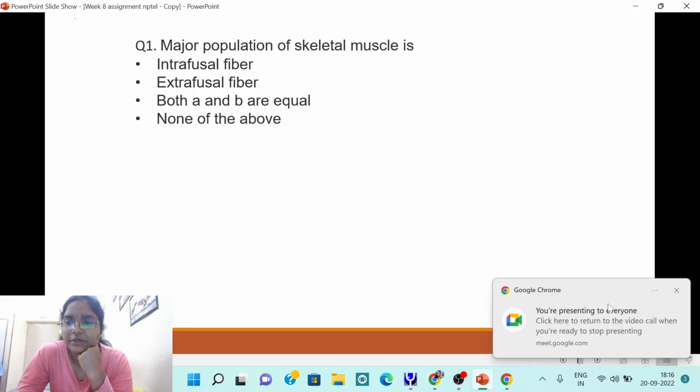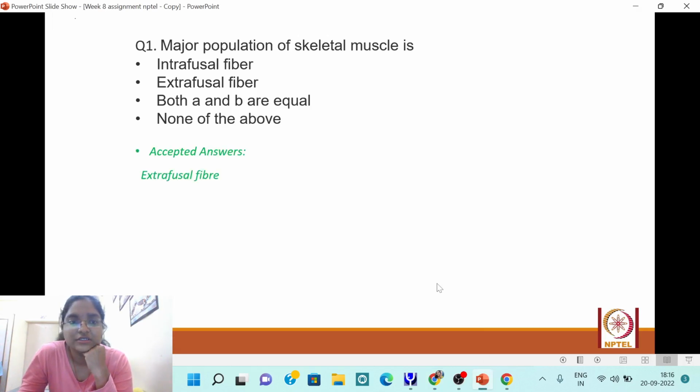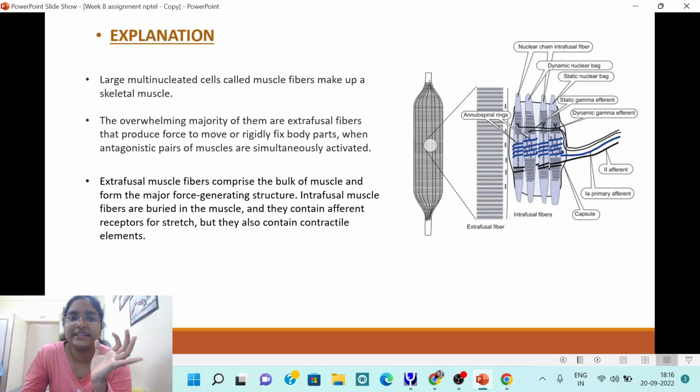Okay, it's time up. We'll see what the correct answer is. The correct answer is extrafusal fiber, so whoever has given B as the answer is correct. Most of the skeletal muscle is made up of extrafusal muscle fibers. These muscle fibers are obviously multinucleated in skeletal muscles, and you can see this is a skeletal muscle, and the core component of it is the extrafusal fibers. Intrafusal fibers are also present in skeletal muscles, but the majority proportion is for the extrafusal fibers.